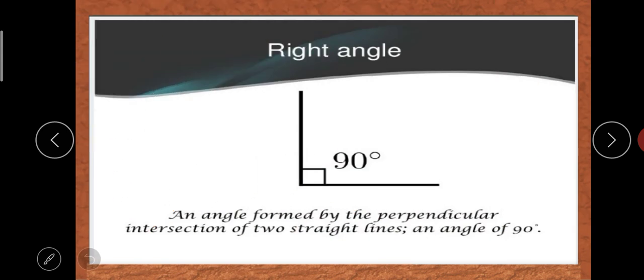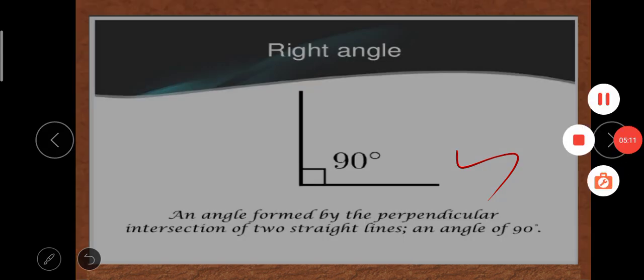Next is the right angle. Now what is a right angle? An angle formed by the perpendicular intersection of two straight lines. Such an angle is called 90 degrees, or a right angle. This is a right angle, which measures exactly 90 degrees, not more and not less.